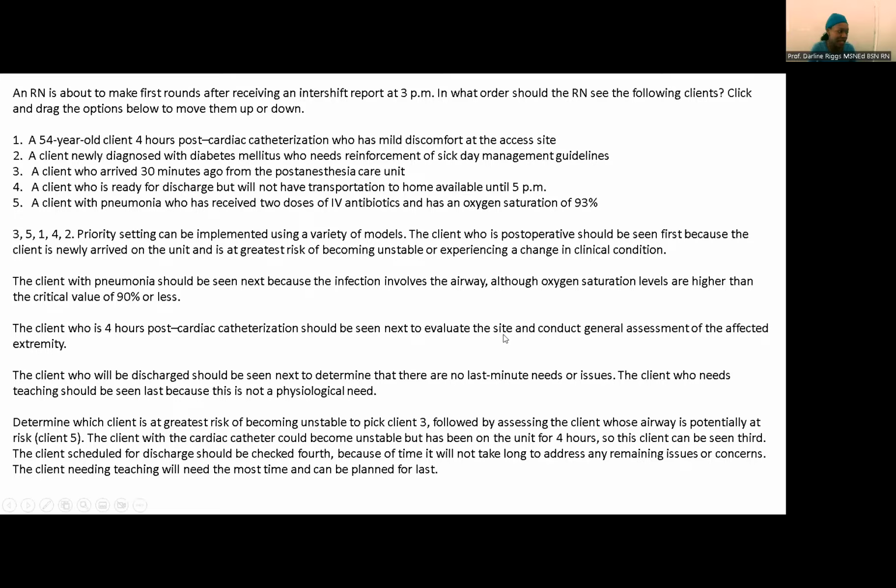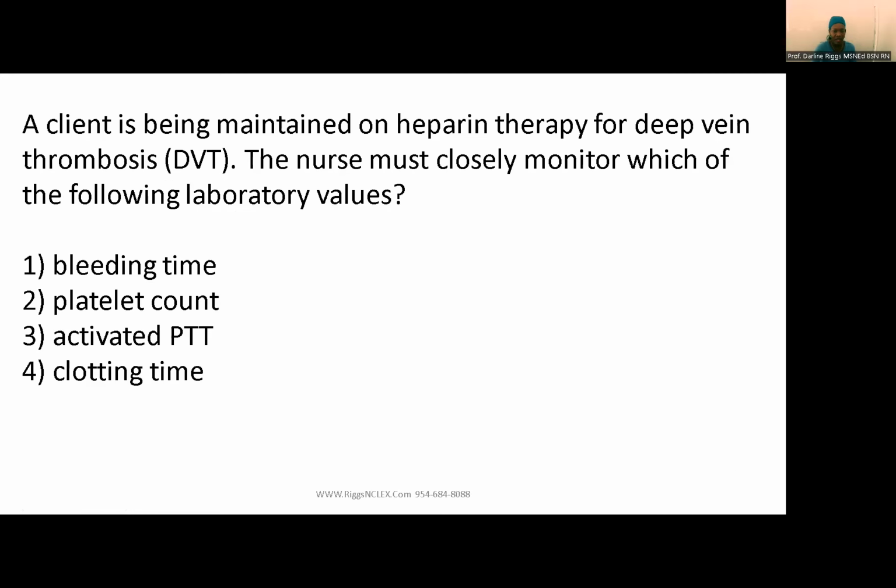You need to evaluate that, assess them, the extremity. And then your discharge client would be after that. And then your teaching client is last. So determine the client that is at greatest risk and then followed by the others. The client with cardiac cath could become unstable, so that would be your next one. So this client can be 3rd. The discharge, now the diabetic teaching, because of the time frame. The client needing teaching will need time and leave them last. Because imagine you spend all that time teaching them, the other clients are coding on you. Or getting worse. Nice question.